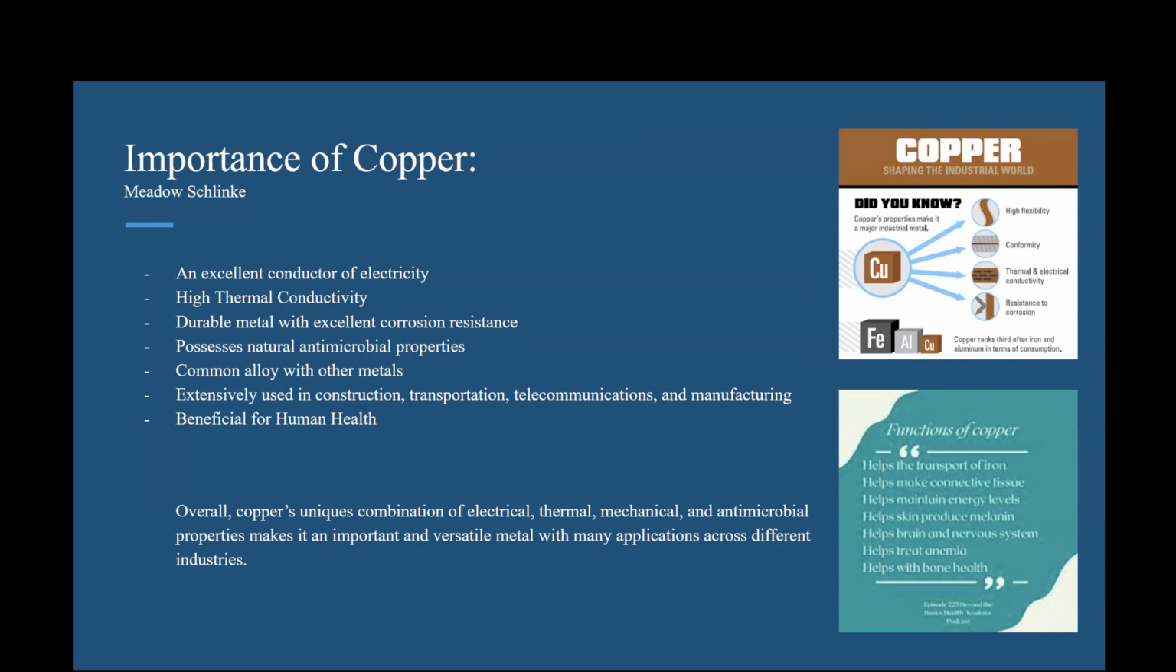Copper is commonly alloyed with other metals to improve its properties for specific applications, for example, brass and bronze. Copper is used extensively in construction, transportation, telecommunications, and manufacturing industries. Its versatility and wide range of properties make it indispensable in many industrial processes.